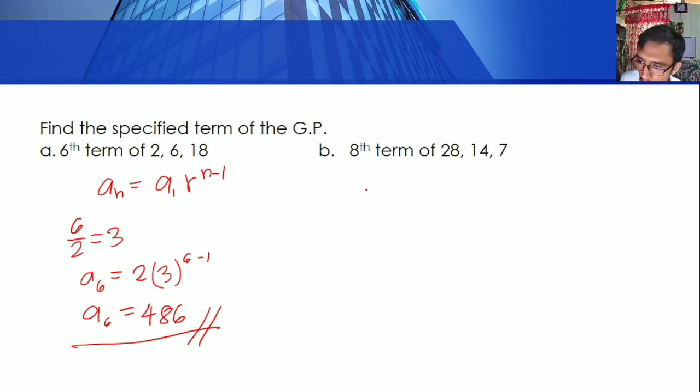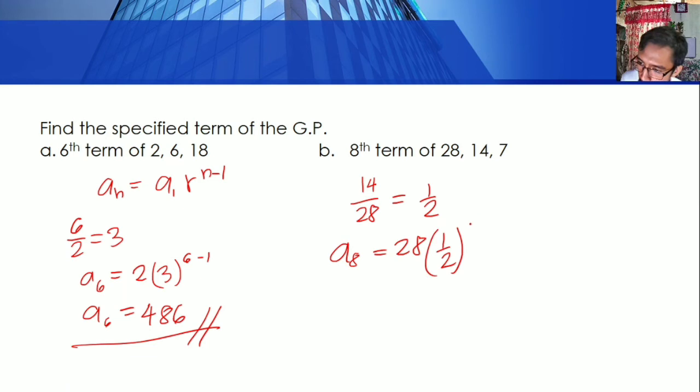So let's find the common ratio. So 14 over 28. So their common ratio is 1/2. Therefore, a sub 8 is equal to a sub 1, 28, times yung common ratio nila, 1/2, raised to n minus 1, so 8 minus 1. Therefore, a sub 8 is equal to 7 over 32.